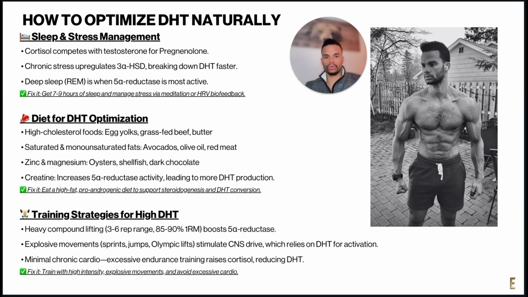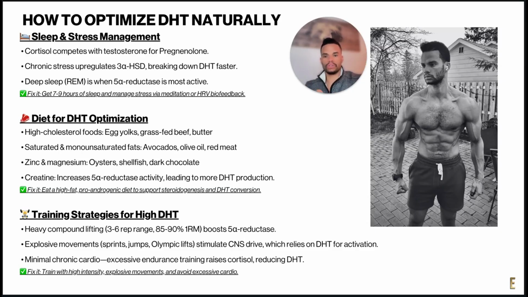So not only are you producing less DHT because of the cortisol steal effect, whereas the body is utilizing more pregnenolone to convert to cortisol versus pregnenolone to convert to testosterone, the upregulation of 3-alpha HSD is also breaking down whatever DHT is in your system at a much faster rate.